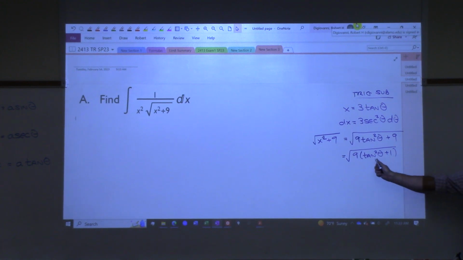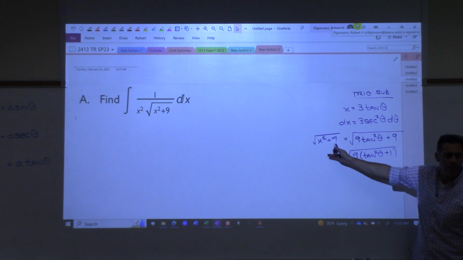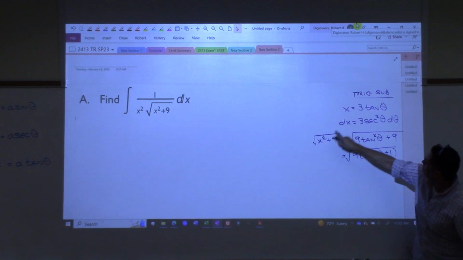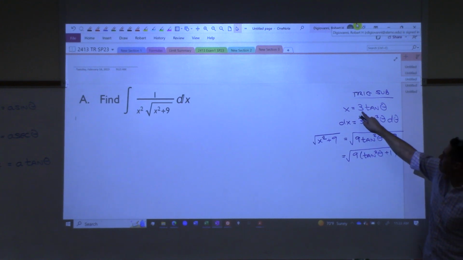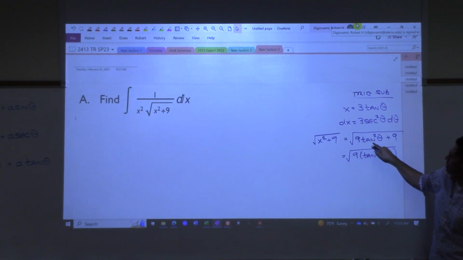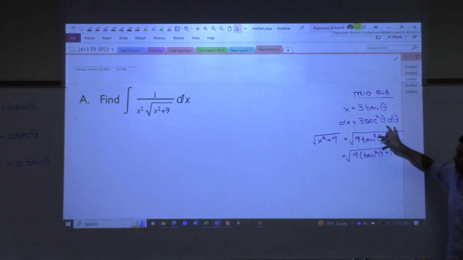I'm really confused where you got the other. Right here, plus 9. So when we square the x, that's this thing squared, that's this, right? Square that, you get 9. Square that, you get tan squared. And then you have plus 9. I'm just rewriting this here. Is that okay?